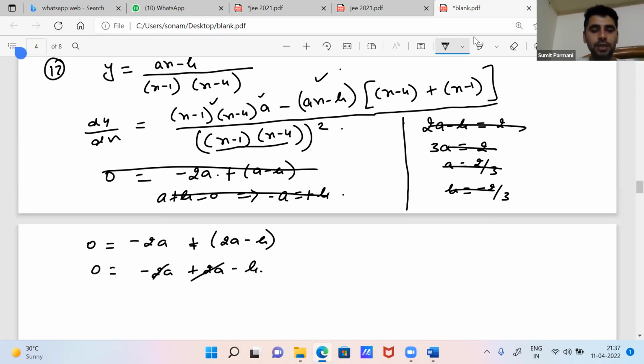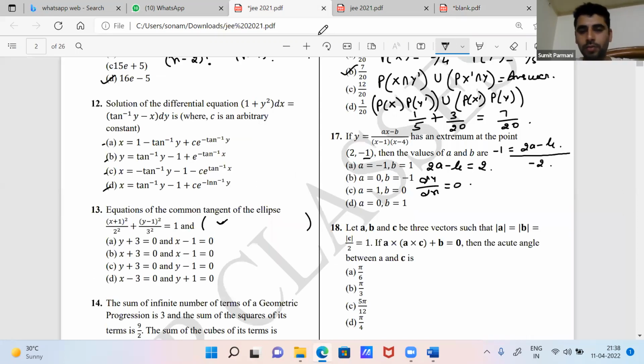This will get cancelled. So from here we have b equals 0. If b equals 0, then we can write 2a minus b equals 2. So we have a equals 1. So the answer is 1, 0. 1, 0 is the answer.